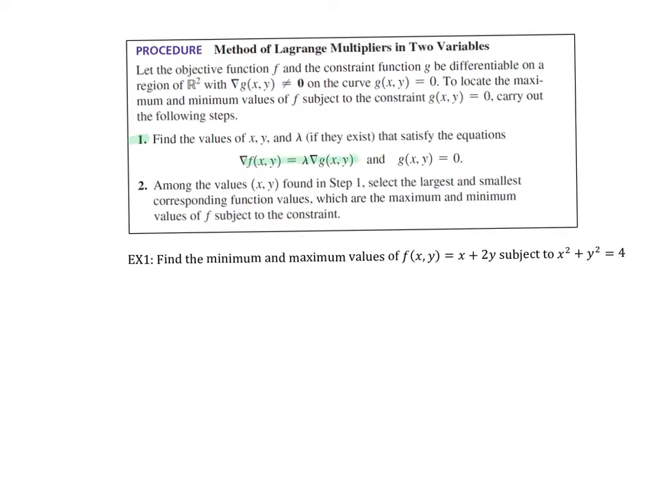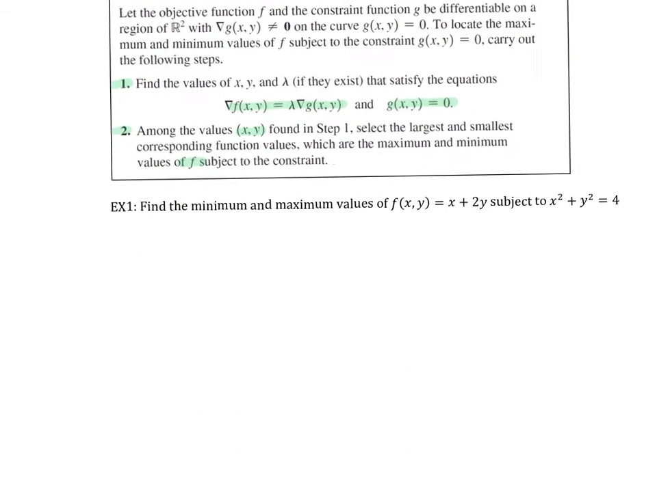Set the gradient vectors equal to each other with some lambda, and then set your constraint curve equal to 0. You actually don't have to set it equal to 0. And then 2. You're going to find points x and y when you solve this equation. All you have to do is plug it into your function f. The largest value is your max, and the smallest value is your min.